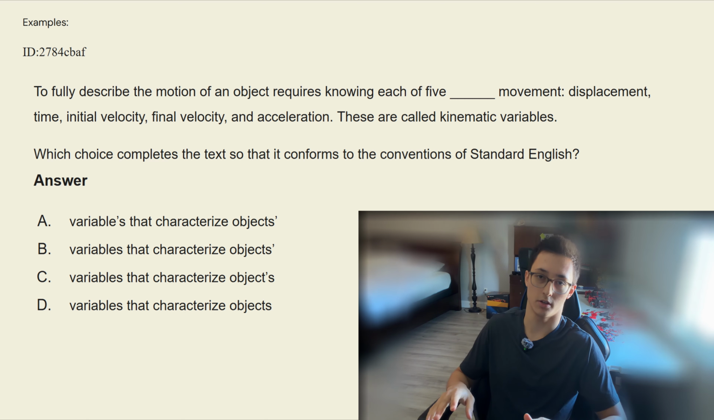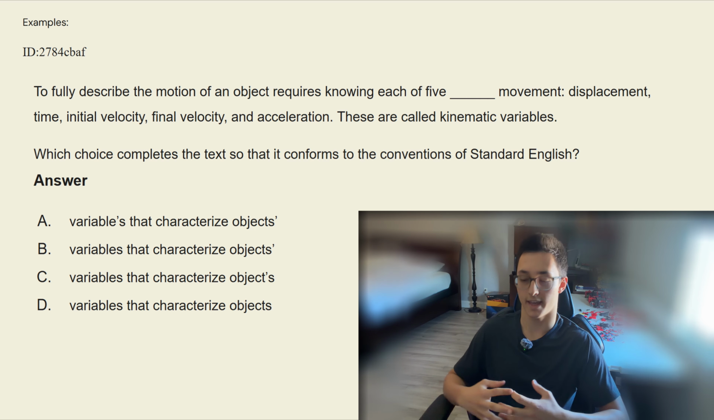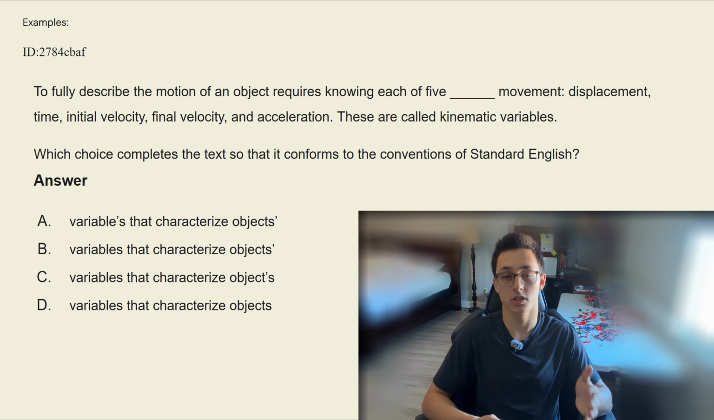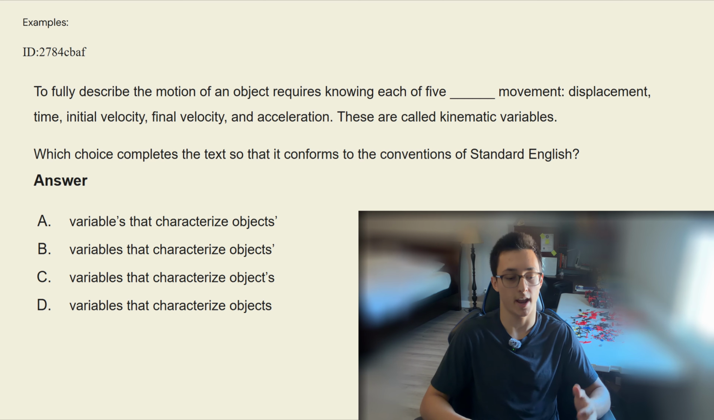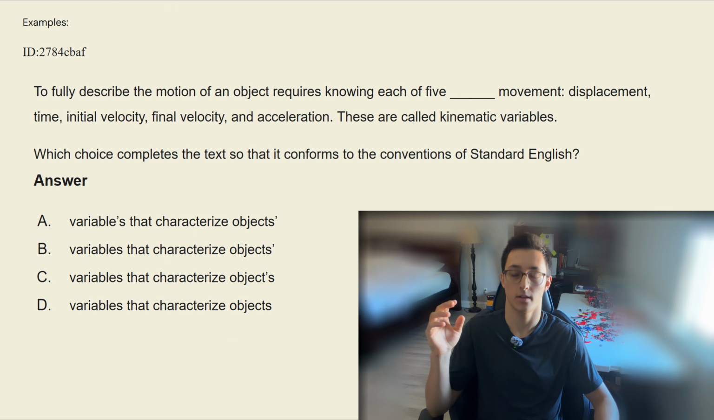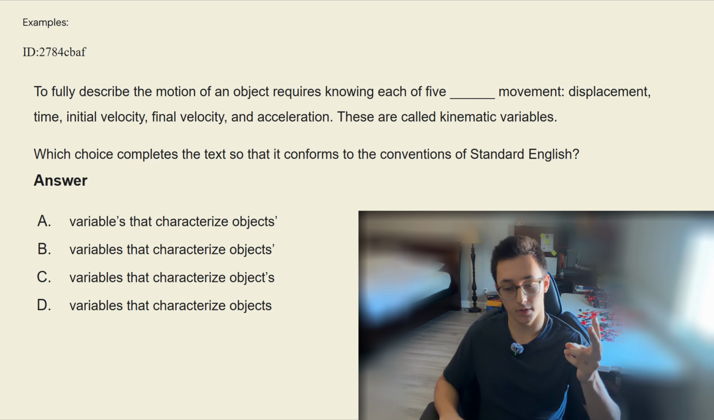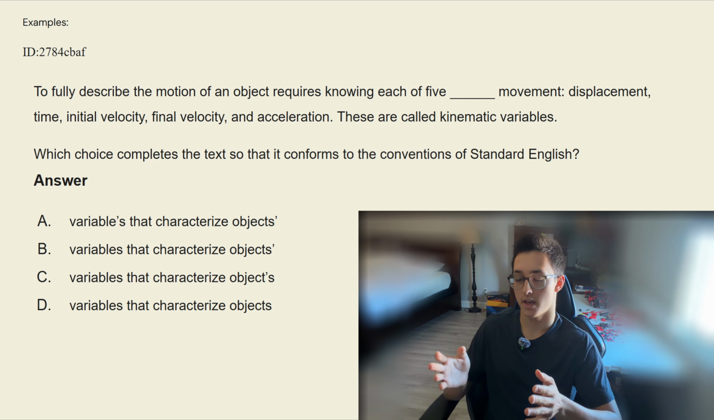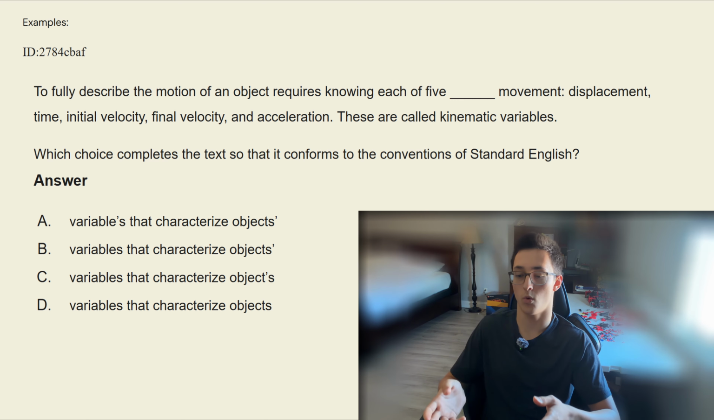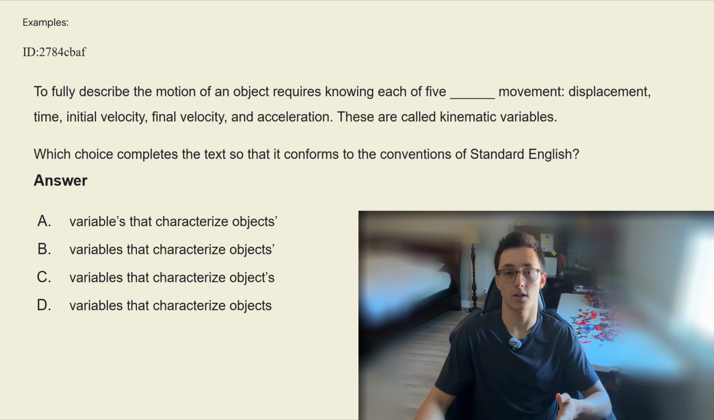Variables has no possession here. We can immediately eliminate A because variables is not owning anything. Now, there are multiple objects and they do own the movement. So we know that objects has to have an apostrophe after the S, all right? The only answer that does both of those things is B. Hopefully that makes sense to you guys. If not, this question is a little tricky. Go ahead and watch back my explanation if you need to. But if we're good there, let's move on to the next one.